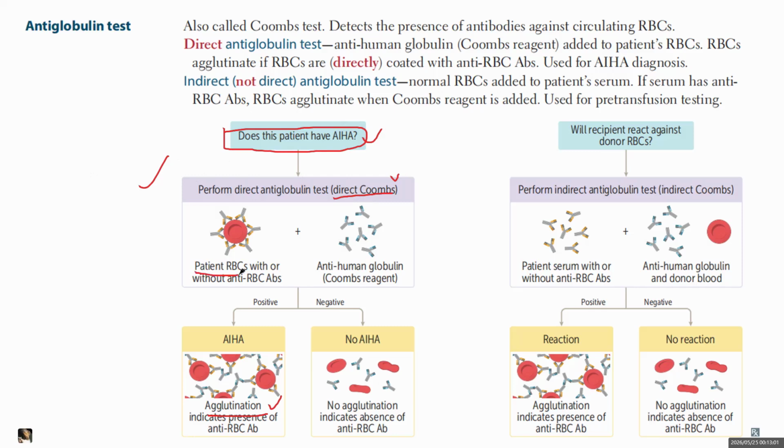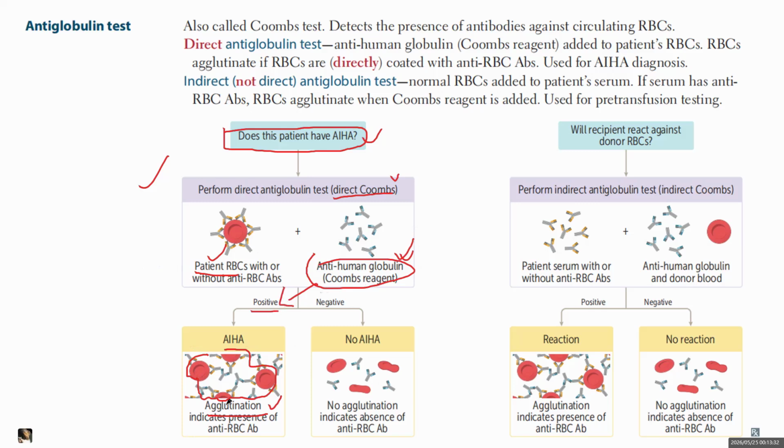Now, over here, you have to remember that when we take the patient's red blood cells and then add the anti-human globulin, or the Coombs reagent, this means that we are checking whether the antibodies are already stuck on the patient's red blood cells or not. So if the antibodies are present on the red blood cells, the Coombs reagent binds to them and links the red cells together.